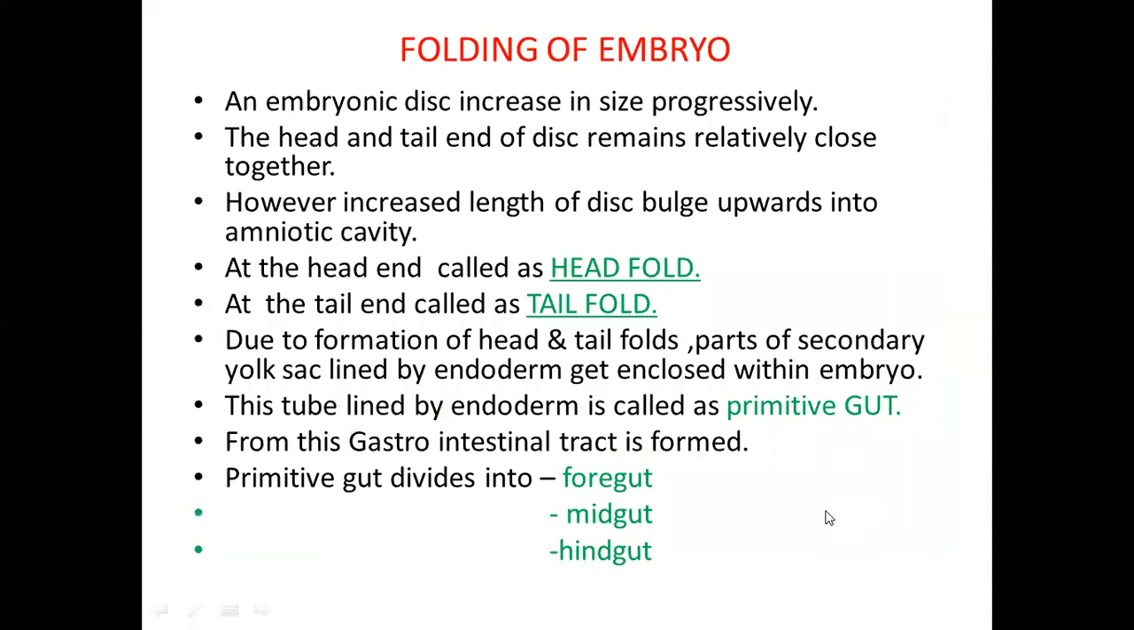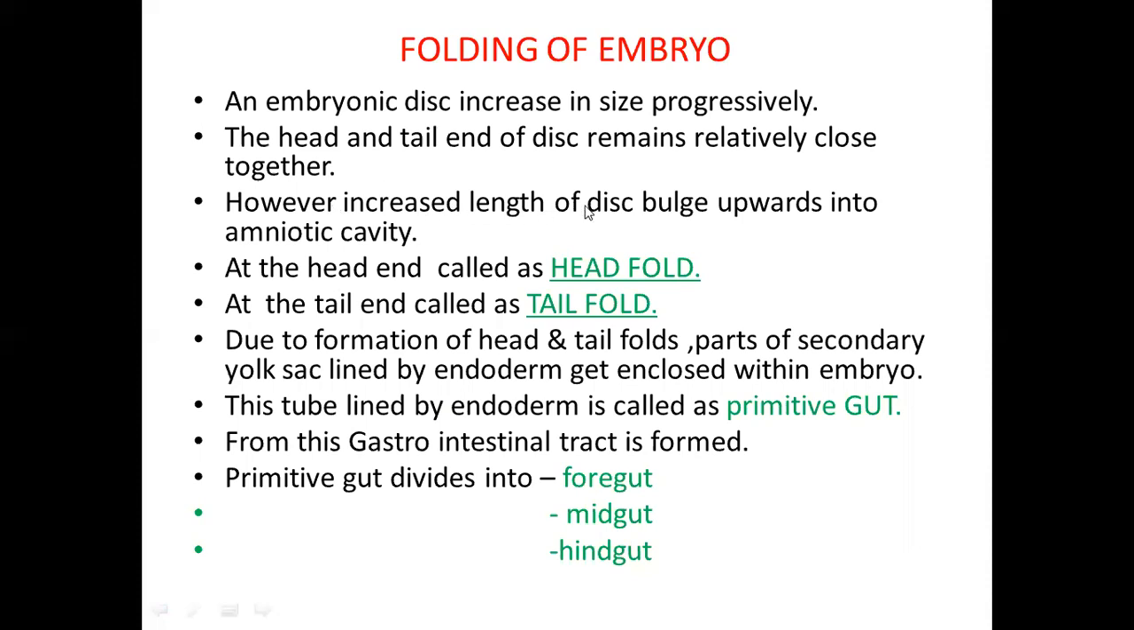Coming to the second part of today's lecture, that is foldings of the embryo. It means the embryo gets folded, and due to that, various changes occur in the developing embryo, so they are very important. The embryonic disc increases in size progressively as growth occurs. The head and tail ends of the disc remain relatively close together, while the middle portion proliferates first, so it goes upward.